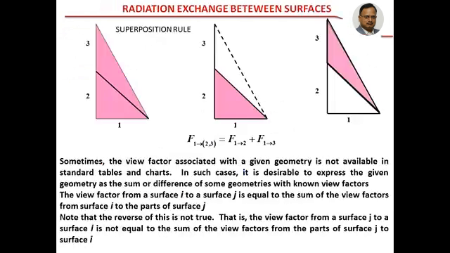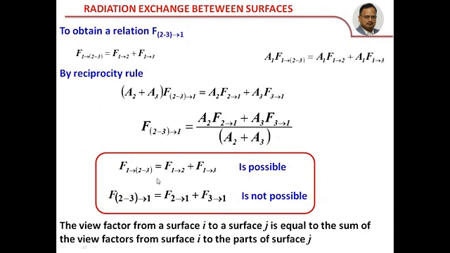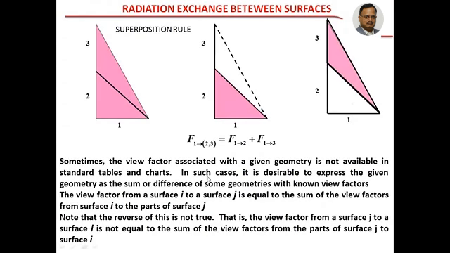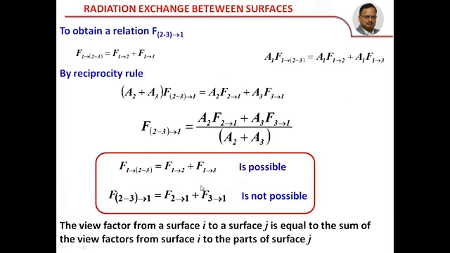But anyhow, if you consider F2,3 to 1, from here to 1, it is not equal to F2 to 1 plus F3 to 1. So the view factor from a surface i to a surface j is equal to the sum of the view factors from surface i to the parts of surface j.